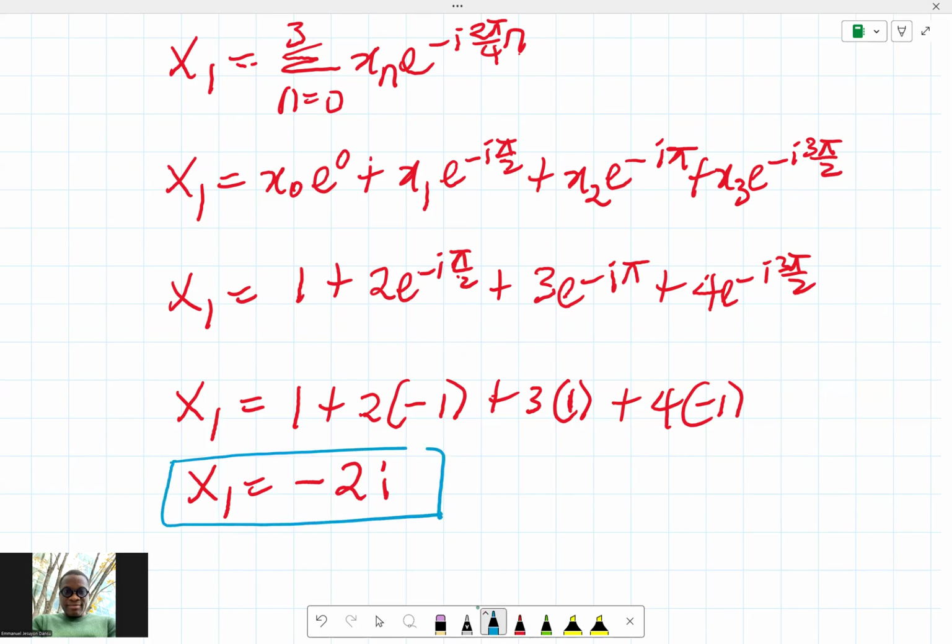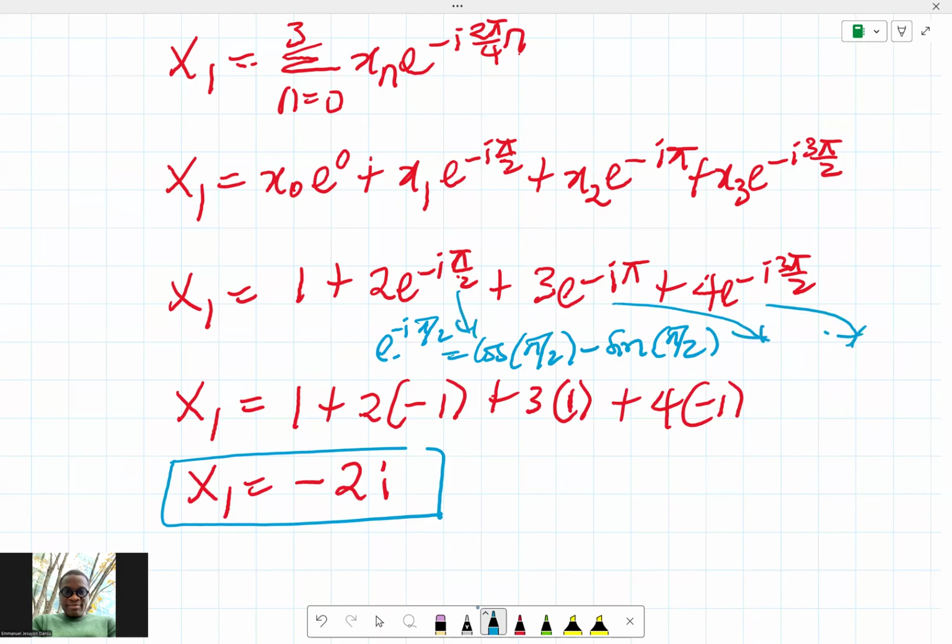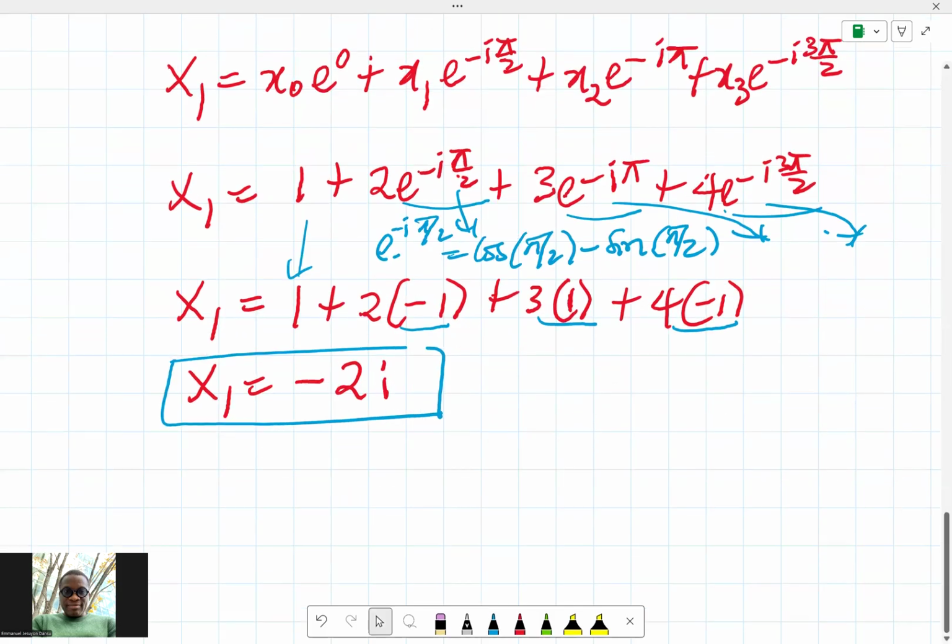If you tidy up all of this, don't forget, using the Euler formula, you know that e raised power minus i pi over 2, for instance, is cos pi over 2 minus i sine pi over 2. That's what I'm doing. You do it for this one, and for this one also. This expression gives you this, and this expression gives you this. If you punch your calculator for that, you can get that. So at the end of the day, x1 is minus 2i.